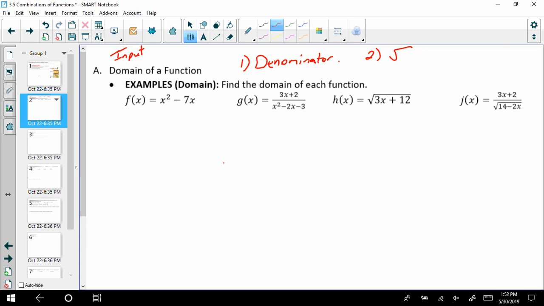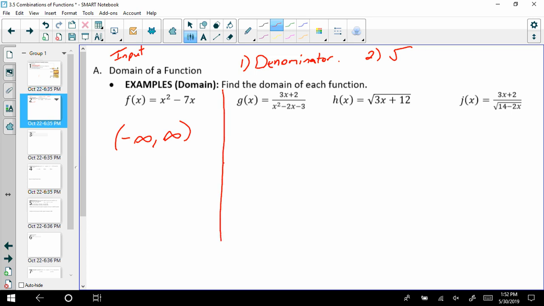So like if we look at this first one, and I said find the domain of this function. Does it have a denominator? No. Does it have any square roots? No. So what that means is I don't have to worry about throwing any x values out. So all x's are acceptable for this function. I can plug any number in for x and get an answer out. So since all x's work, I don't have to throw anything out. My domain would be everything, negative infinity to infinity.